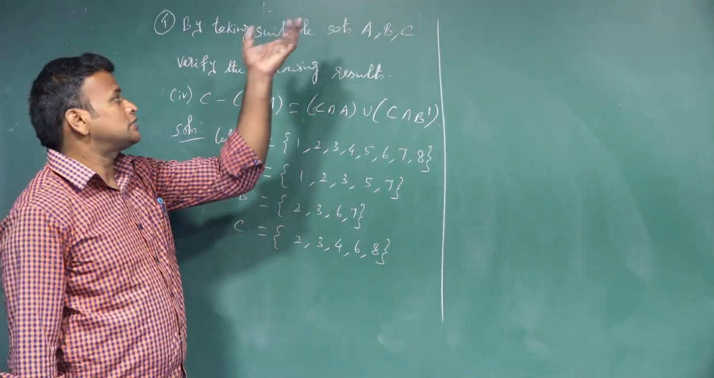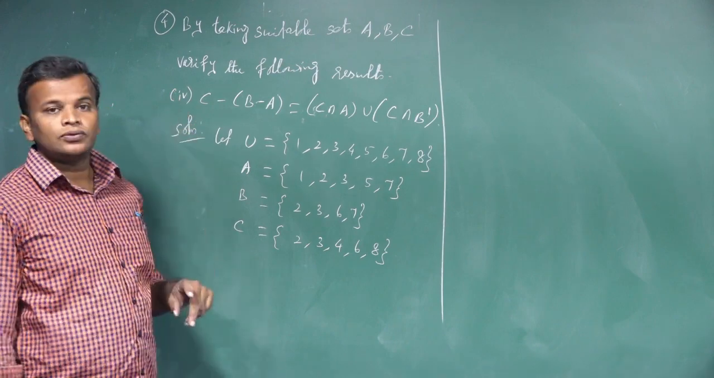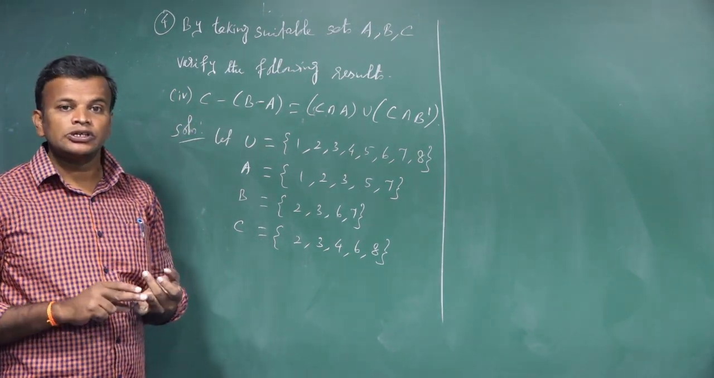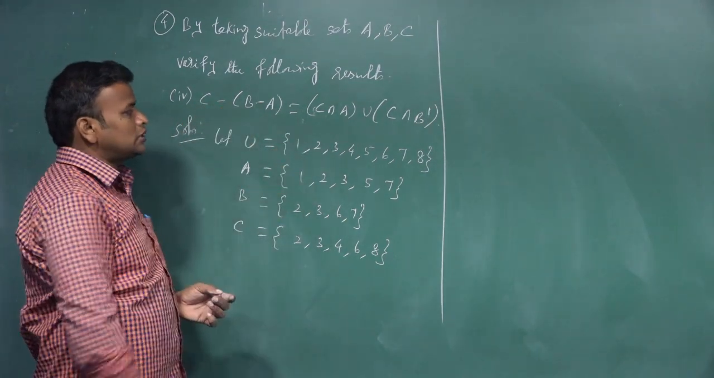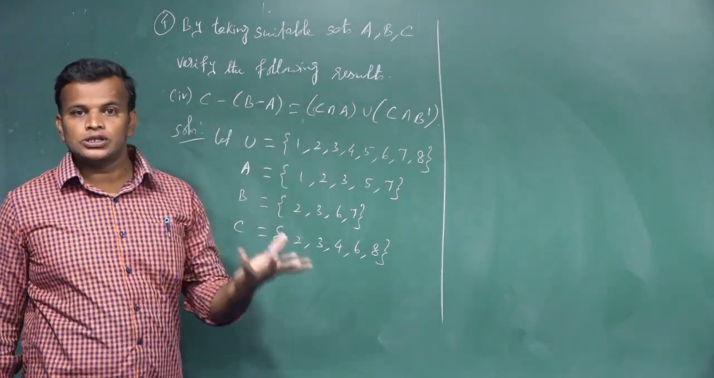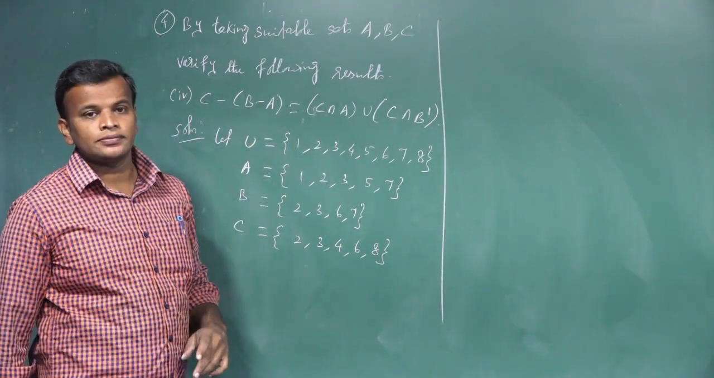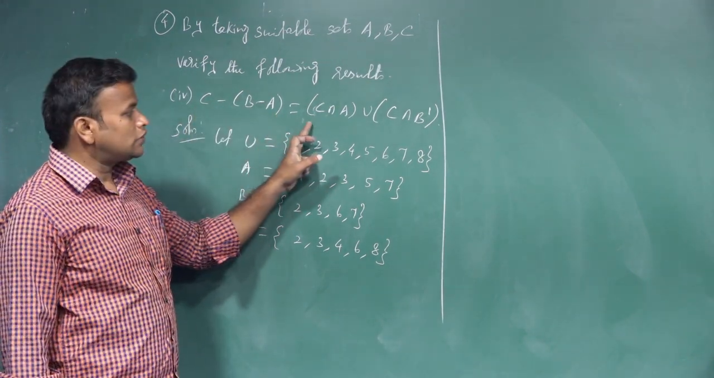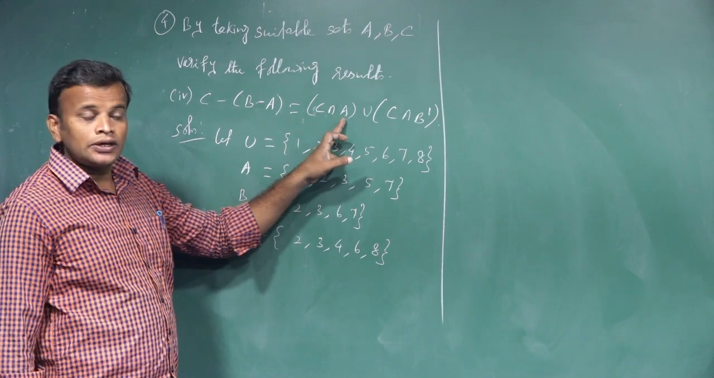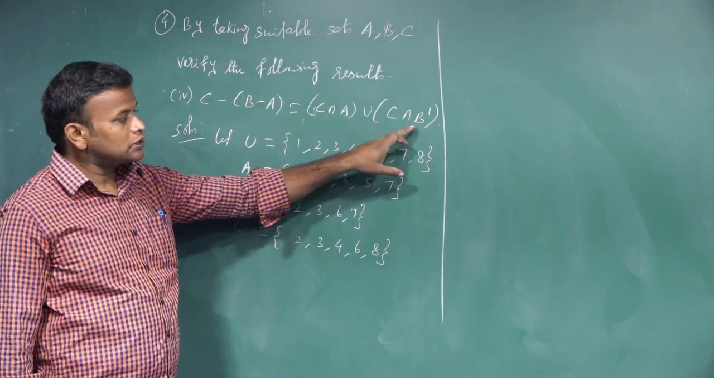Now we move to the next subdivision. Subdivision 4. We already saw the second and third subdivisions, how to write them. Now in the fourth subdivision, there is some difference. It's not a Cartesian product. How to read it? C difference (B difference A) is equal to (C intersection A) union (C intersection B').